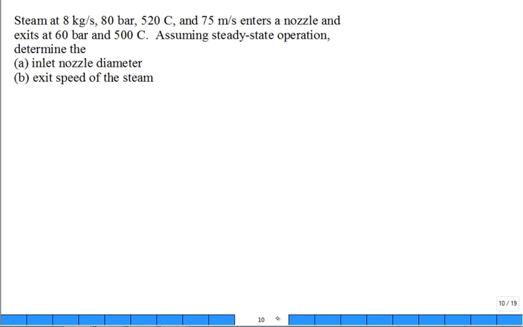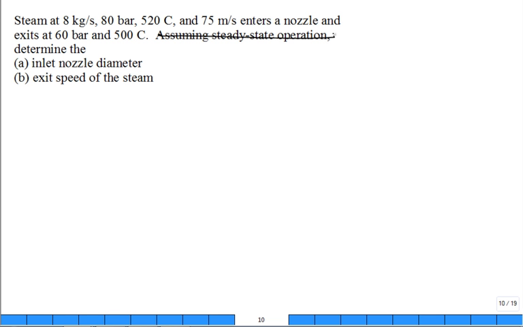Let's solve this problem. Steam at 8 kilograms per second, at 80 bar and 520 degrees C and at a speed of 75 meters per second, enters a nozzle. It exits at a given pressure and temperature, 60 bar and 500 degrees C. Assuming steady state operation. Even if they didn't say that, that's what you'd have to do.